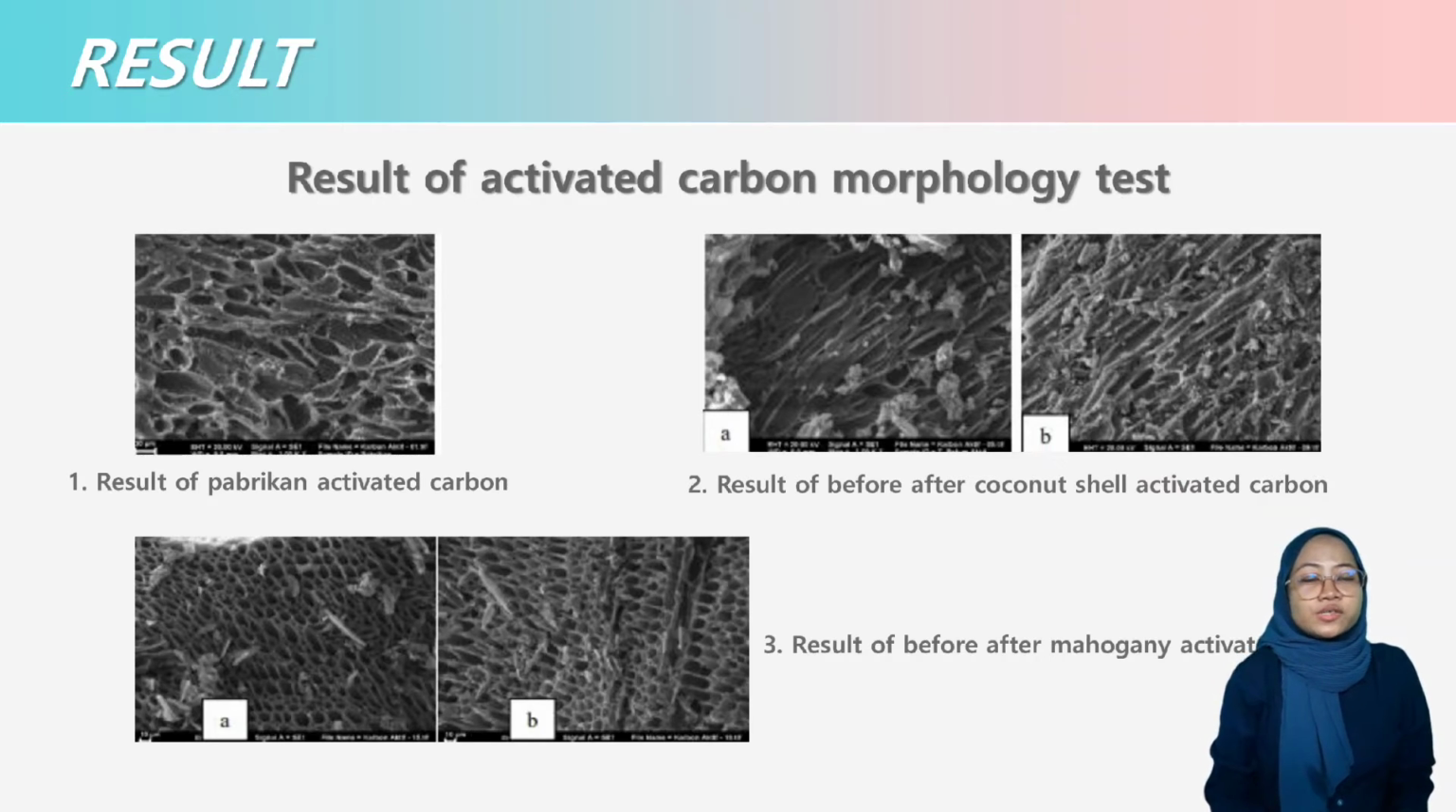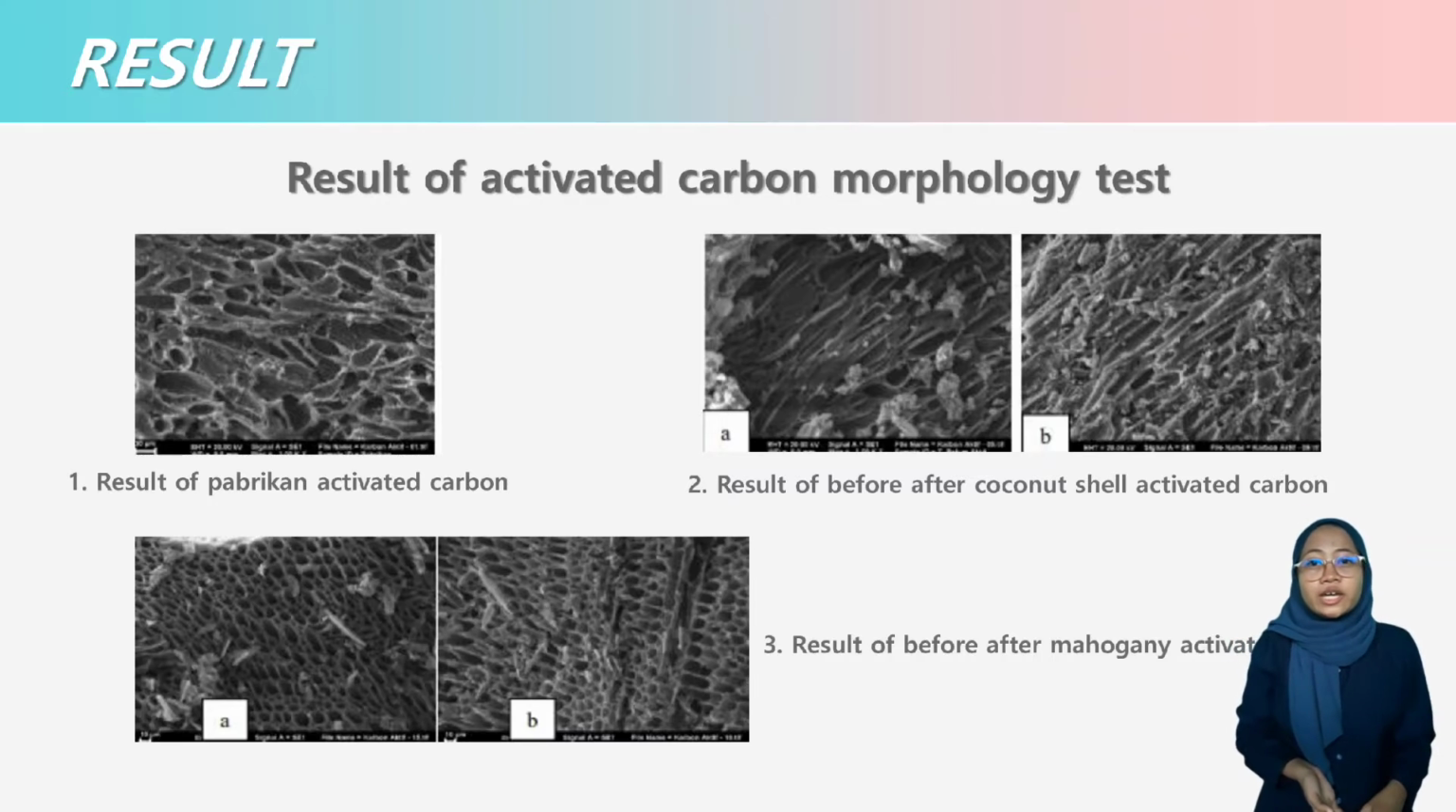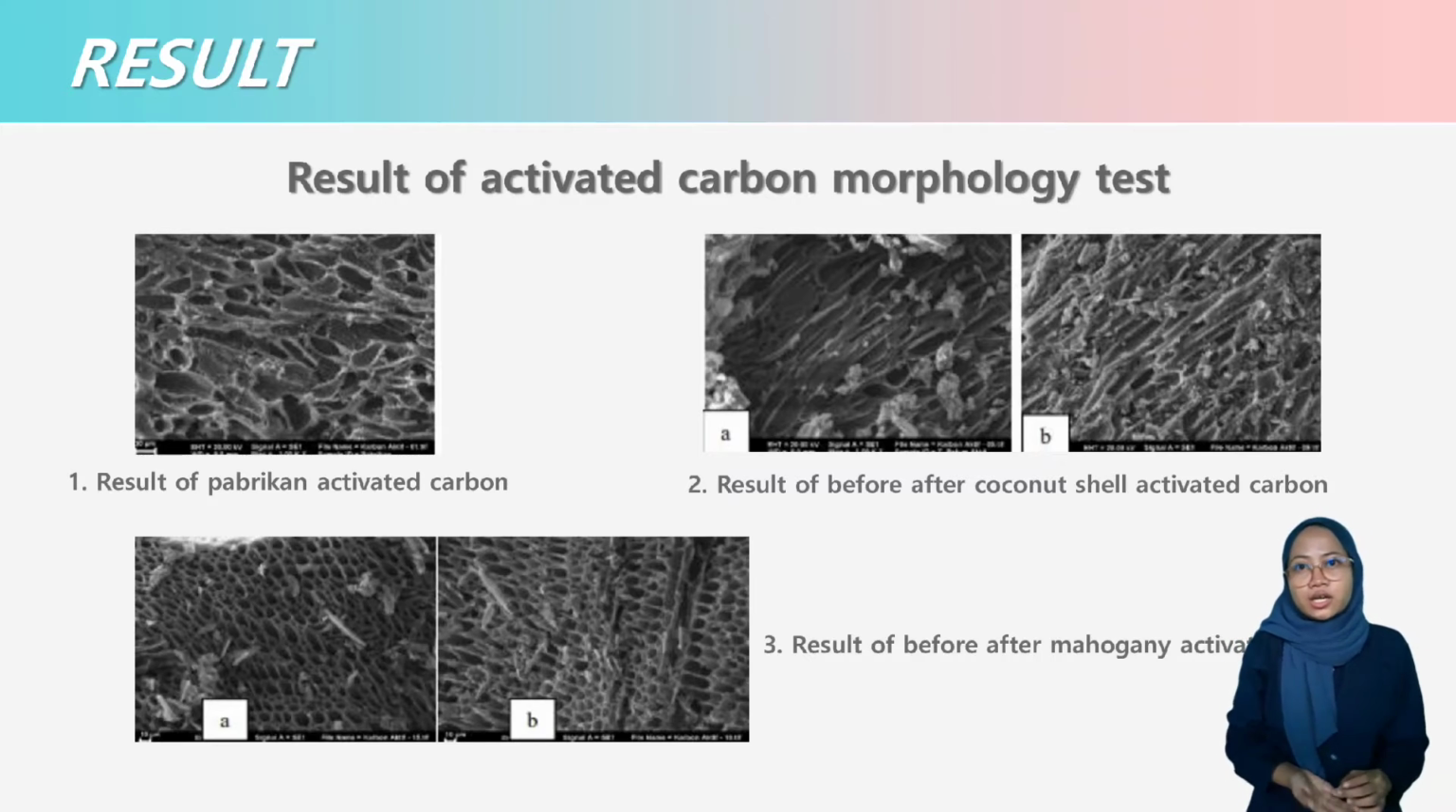Picture 3 shows the result of the Mahogany SEM test before and after activation. The pore size before activation is 17 micrometers and after activation 22 micrometers. It can be seen that the pores in the coconut shell before activation still look tight and closed, while after activation the pores look more open and larger than before activation.